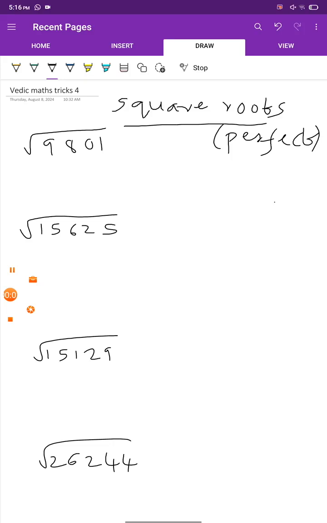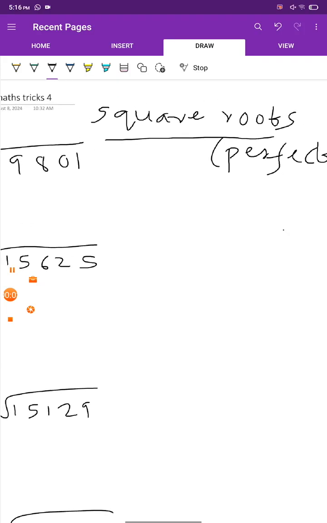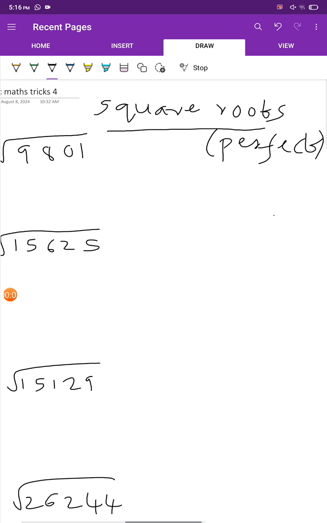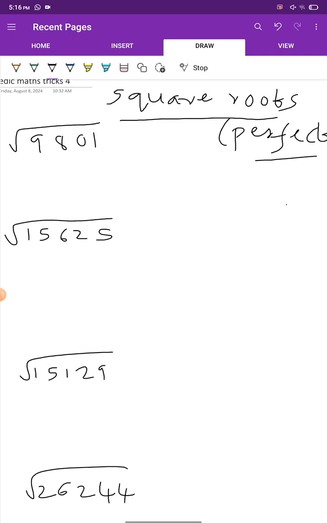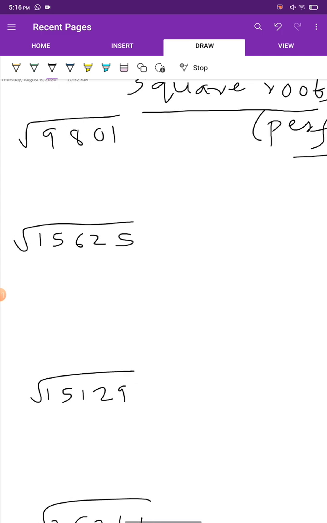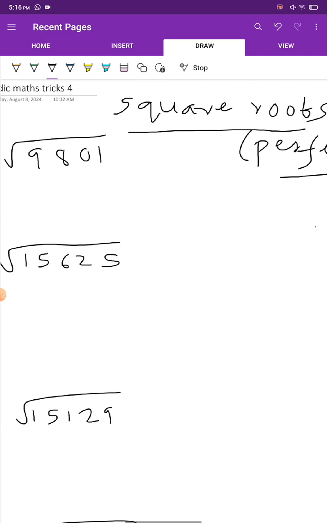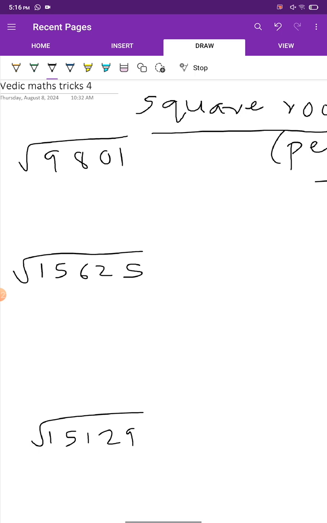Good evening everyone friends. In this video I am going to explain how to calculate square roots which are perfect squares in less time, that means in 5 seconds. Let us discuss the trick with the help of the following examples.